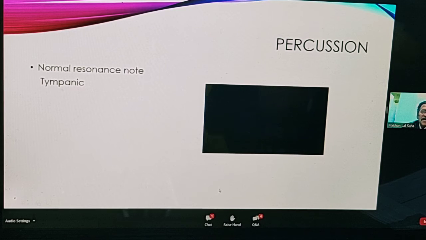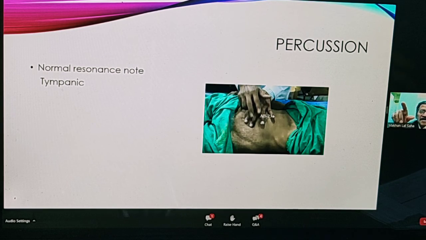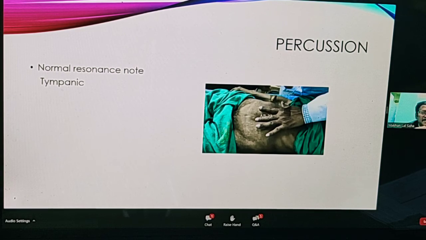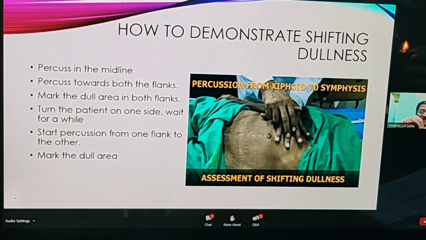Then, how to do the percussion? The normal percussion of the abdomen is resonant. So, you start percussion of the abdomen from the epigastrium, go down to the symphysis, and then percuss on either side towards the flank. So, the normal abdominal note is resonant. Another important part of percussion is to assess shifting dullness.